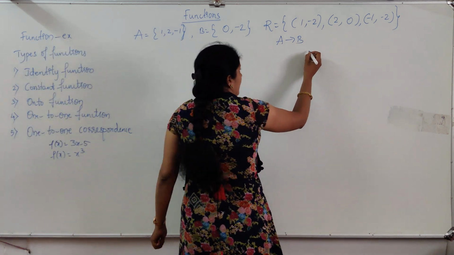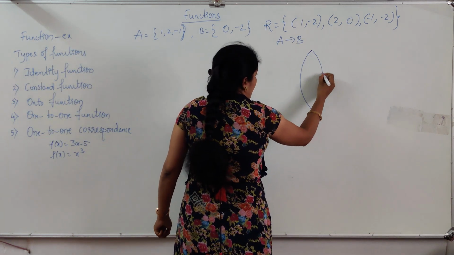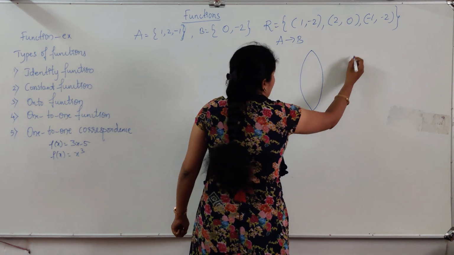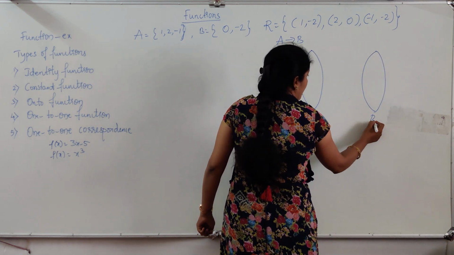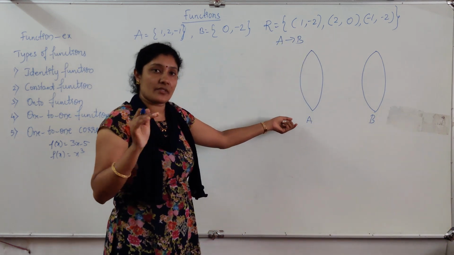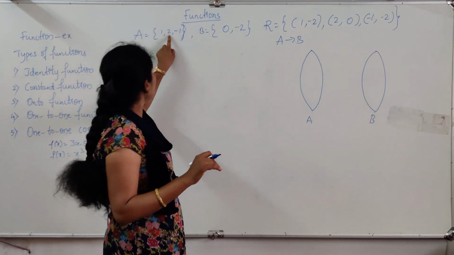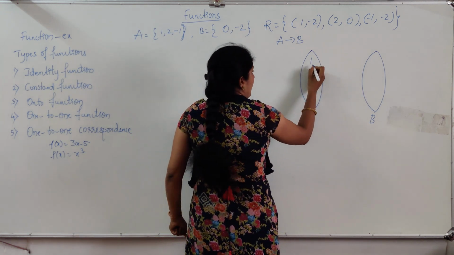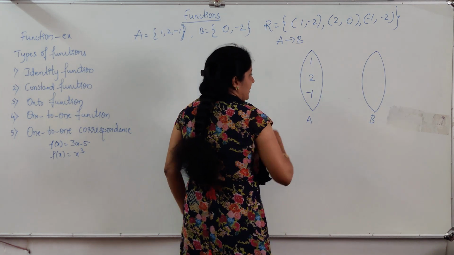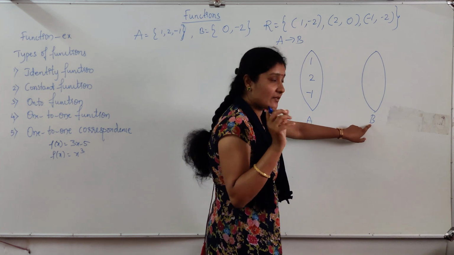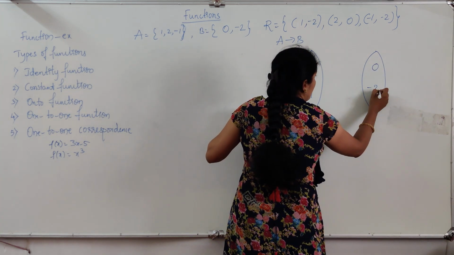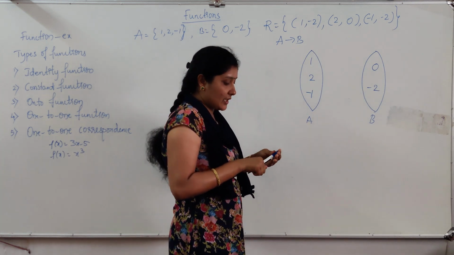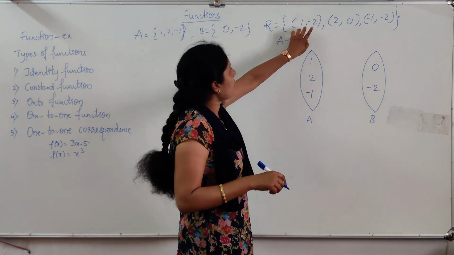Let us draw set A, then set B. Now, what are the elements of set A? That is 1, 2, -1. So 1, 2, -1. What are the elements of B? That is 0, -2. 0 and -2. Now, the relation is already given, (1, -2).